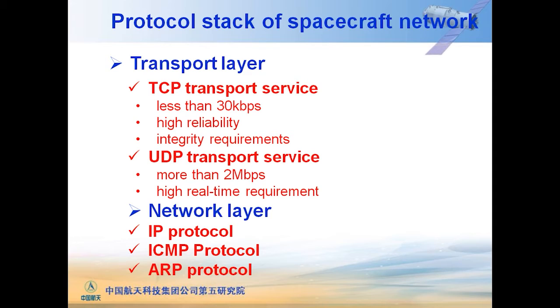Network layer uses IP protocol to realize the data exchange of the network layer. ICMP protocol is used in network layer to feed back Internet control messages, which is used to detect and report various errors in IP packet transmission. ARP protocol is used in network layer to realize the mapping between IP address and physical address.